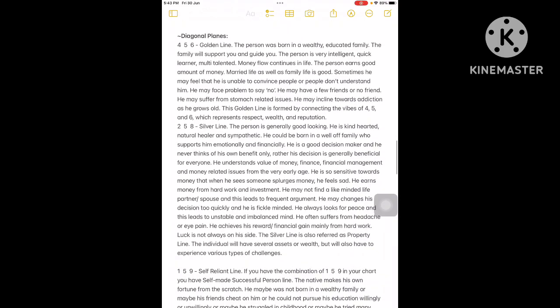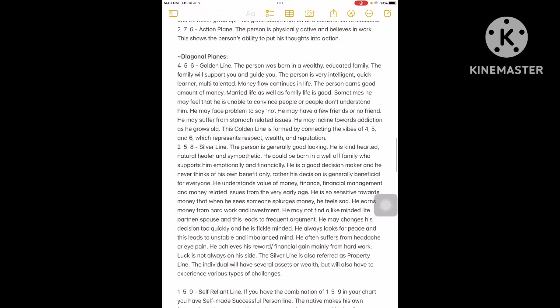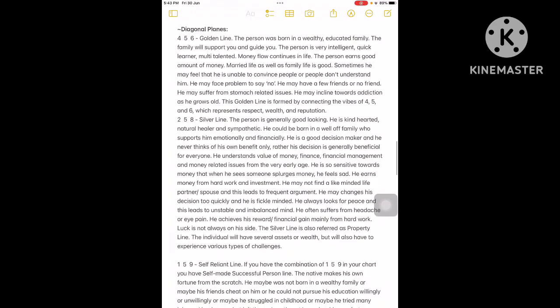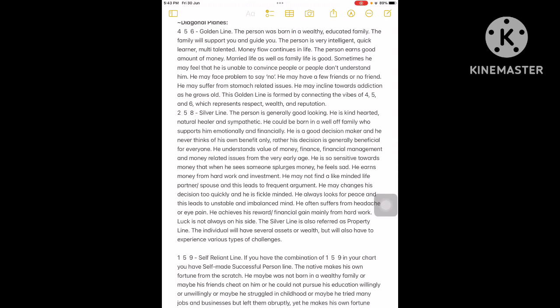And the second line is the second diagonal line, 258, from right to left. See, top right to left, 258. That is the silver line. The person is generally good looking. He is kind hearted, a natural healer and sympathetic. He could be born in a well off family who supports him emotionally and financially. He is a good decision maker and he never thinks of his own benefit only. Rather, his decisions are generally beneficial for everyone. He understands the value of money, finance, financial management and money related issues from a very early age.